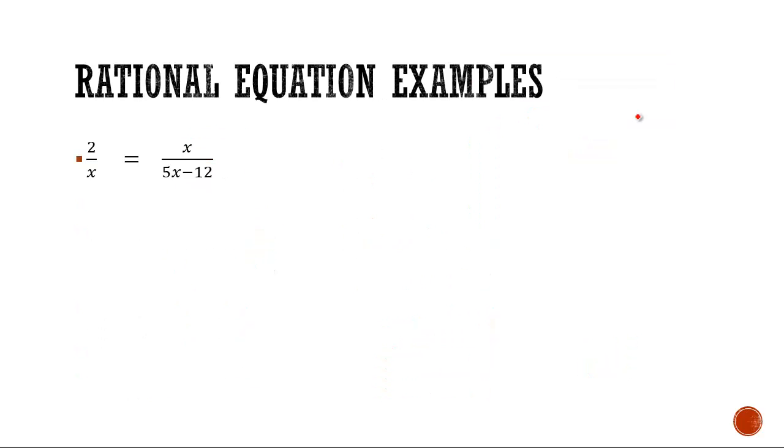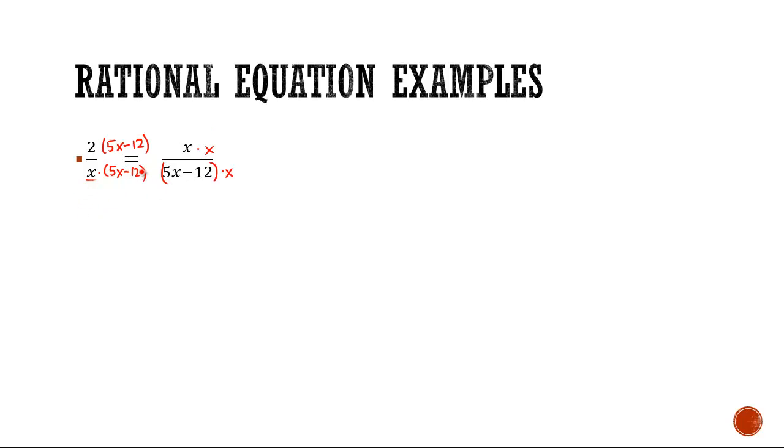All right, here's another example. So we want to multiply everything by the lowest common denominator, or you can first get it into the common denominator and then multiply by it to eliminate it. So here we need the other factor, 5x minus 12. And here we also need the x.